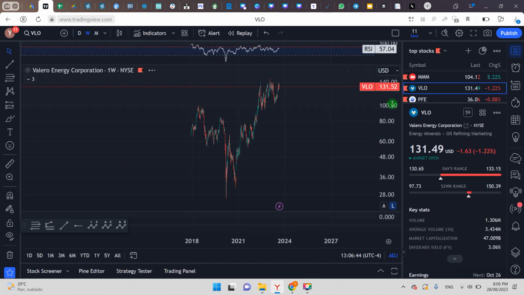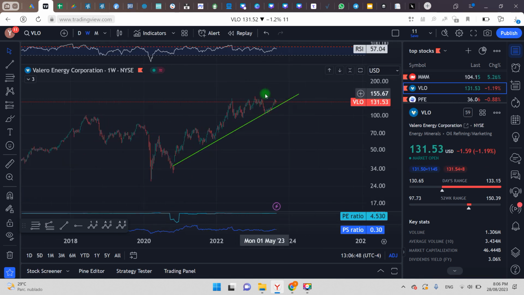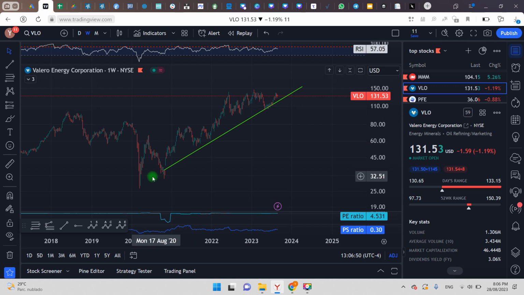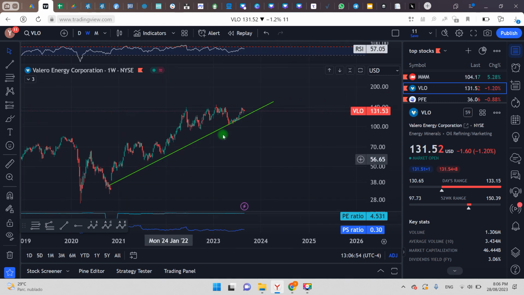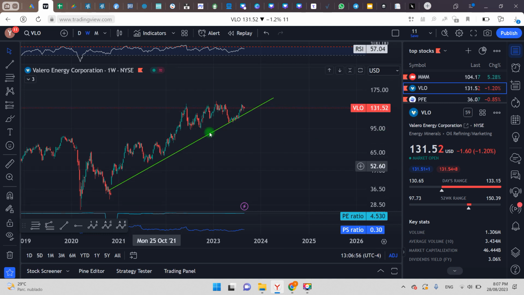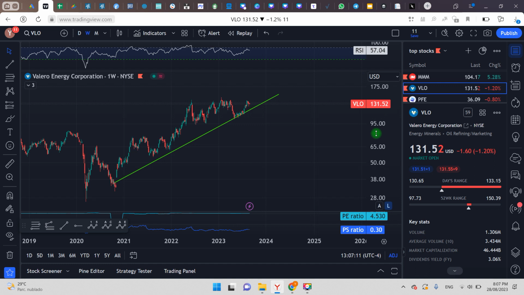It's Valero, Valero Energy. It's a company from the oil and gas sector. If you look at the chart here, it's the trend line since the pandemic lows. So now we just trade in this increasing trend. It's not broken. I can say that we can just trade in this uptrend.